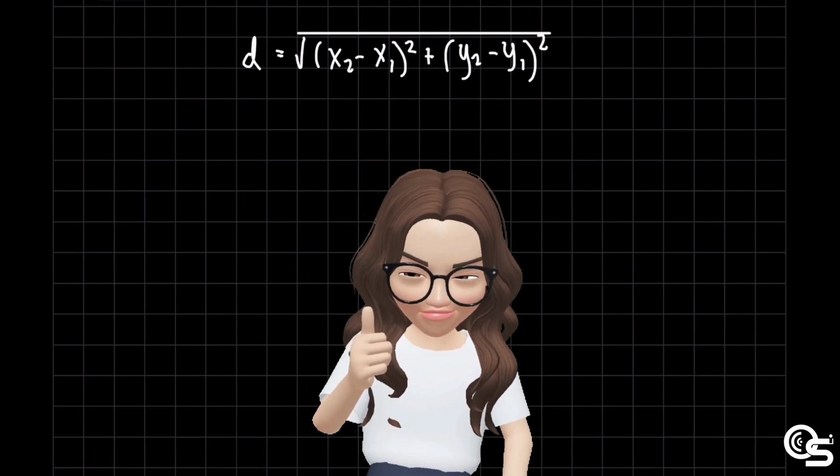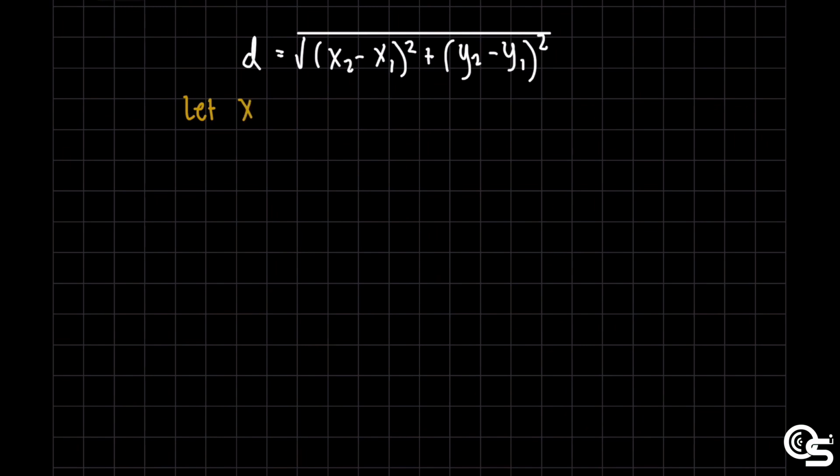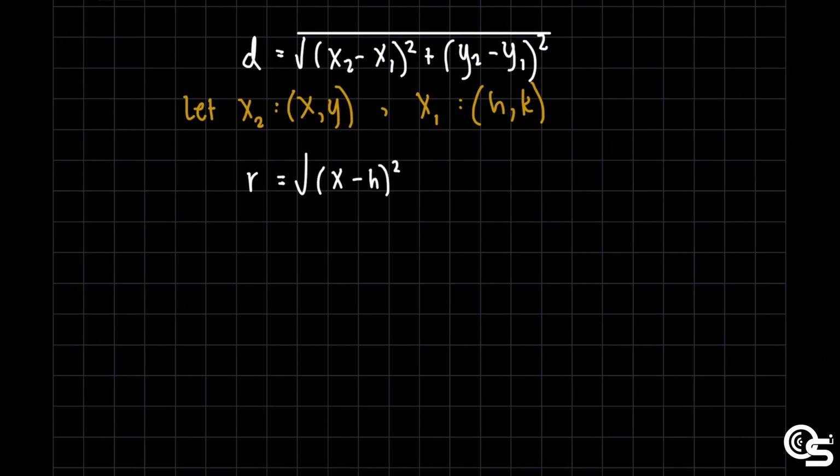So from the distance formula, we will let x sub 2 be our point P, which is (x, y), and we will let x sub 1 be C, the fixed point (h, k). Instead of writing d, we will represent that as r, since we are referring to the radius, which is its distance. So, r is equal to the square root of (x minus h) squared plus (y minus k) squared. With this, we are saying that we are looking at the distance from point C to P.